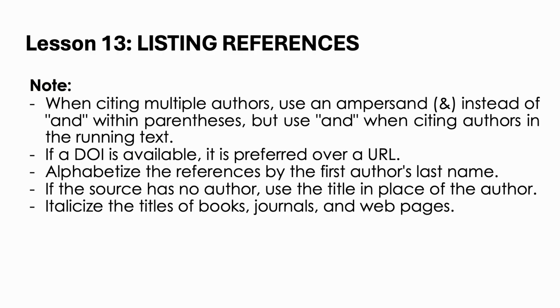Take note of the following. When citing multiple authors, use an ampersand instead of and within parentheses, but use and when citing authors in the running text. If a DOI is available, it is preferred over a URL. Alphabetize the references by the first author's last name. If the source has no author, use the title in place of the author. Italicize the titles of the books, the journals, and the web pages.